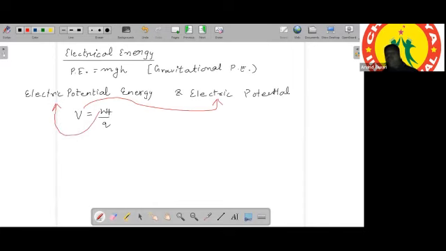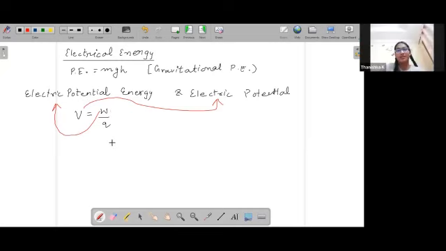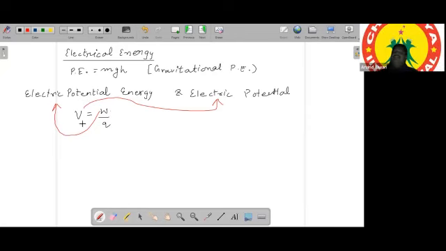W means the work done. As we have studied, work done and energy are equivalent. So therefore, W represents the electric potential energy. Okay. So how can we obtain the formula of electric potential energy then? Electric potential into charge. Yeah, electric potential into charge. Just transpose the terms. You get Q into V, which is equal to W, work done, or we can call it electric potential energy. Right?